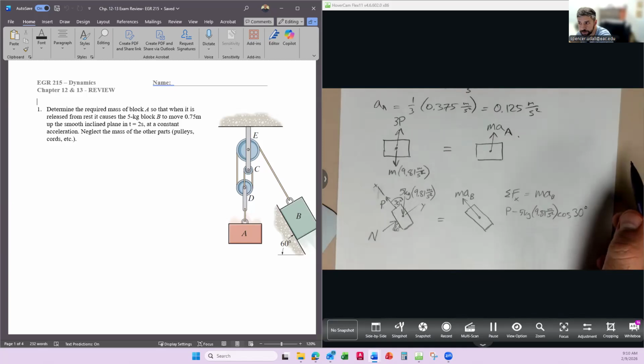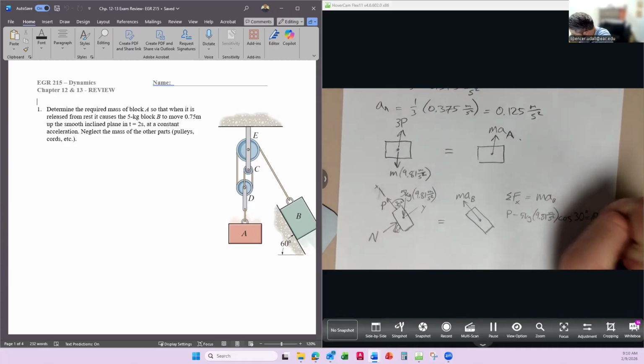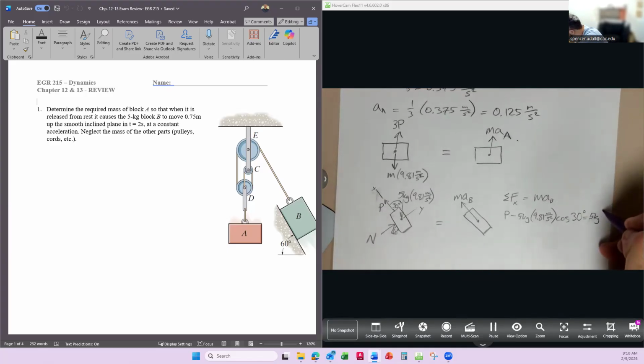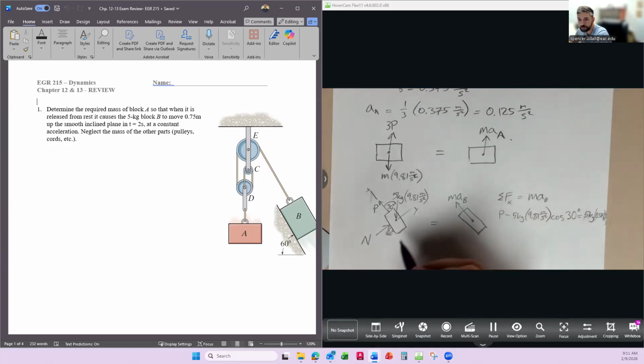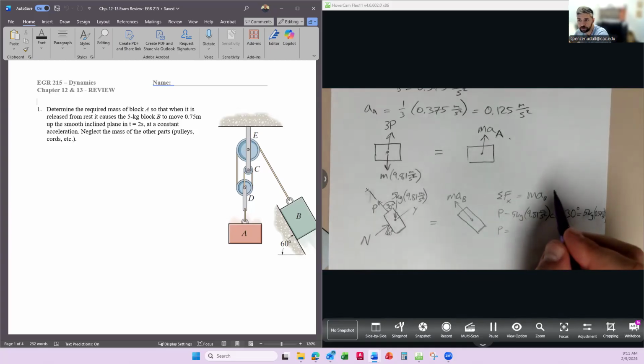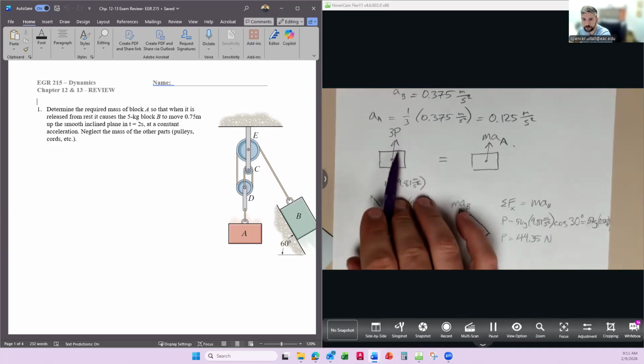And anything else in the x direction? Oh, we just got the normal force. It's not involved. Equals mass of B, which we could plug in 5 kilograms times A_B, which was the 0.375. Ooh, getting real short on space there. Plug that in, and we've got one unknown out of there, so that's great. We can solve for P is 44.35 newtons. Now, that's not an answer, but we did need that to come back to here, right?